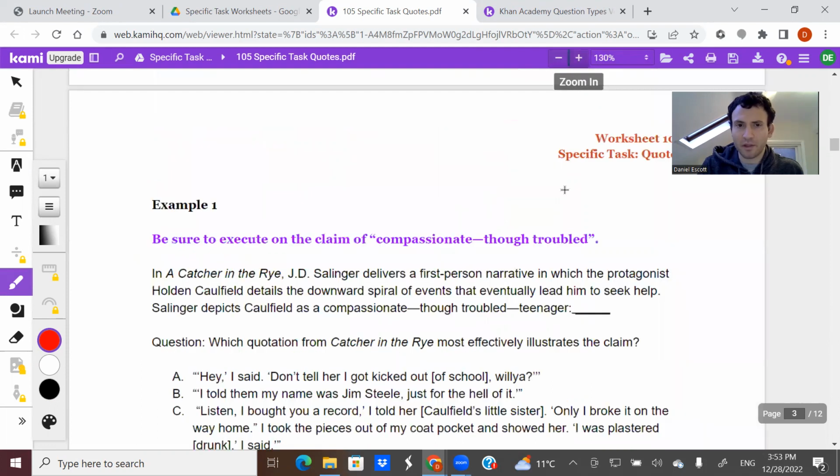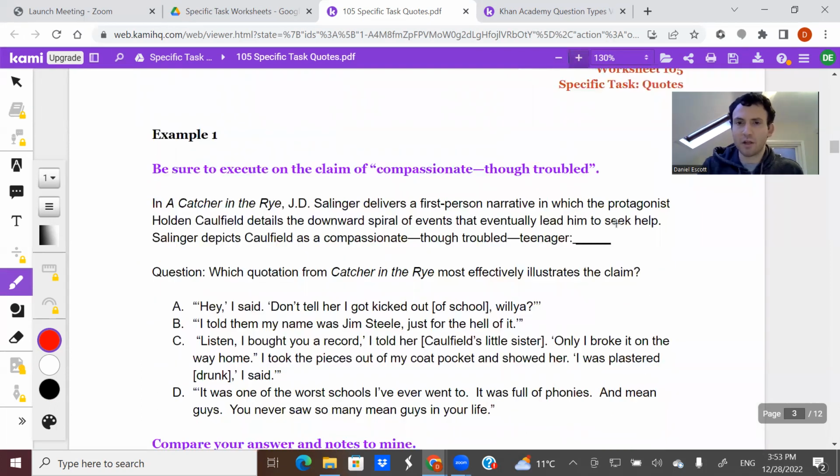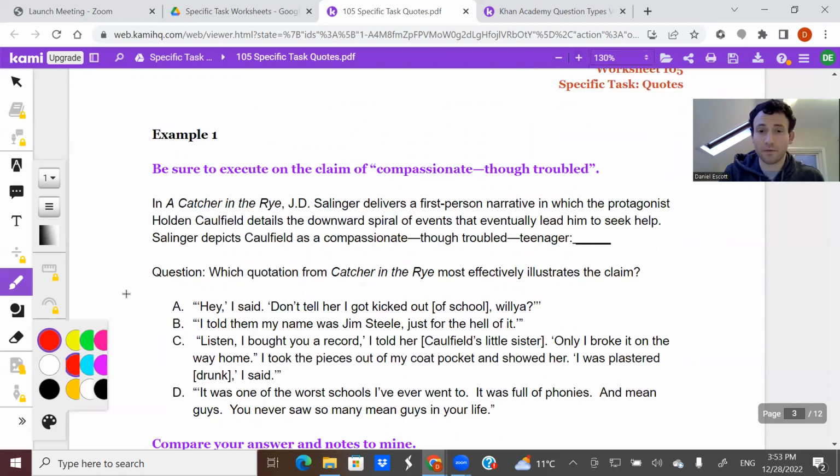So if we look at this example here, it says, in A Catcher in the Rye, J.D. Salinger, or actually, we should always read the question first. I apologize. Which quotation from Catcher in the Rye most effectively illustrates the claim? This is how quote questions work. They ask what best illustrates the claim. Whenever you use a quote, you're going to make a claim before the quote, and then the quote is just going to support the claim.